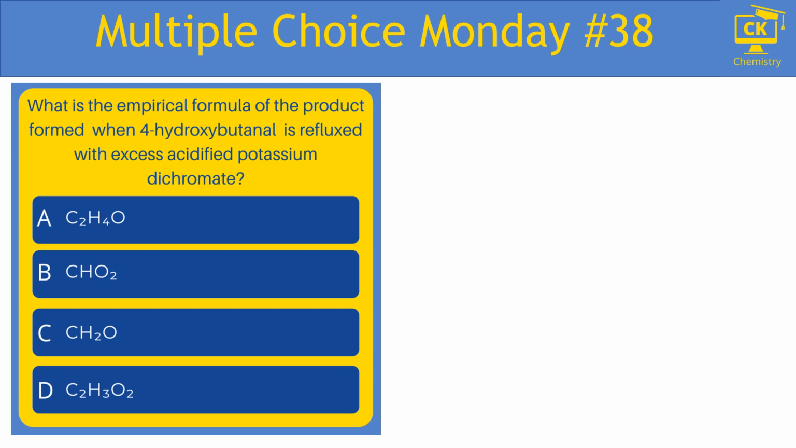This multiple choice question is about organic chemistry, in particular oxidation reactions of alcohols, but also of aldehydes. So the first thing I would do to think about this question is I would draw out the structure of my 4-hydroxy-butanal. So but means I have 4 carbons.